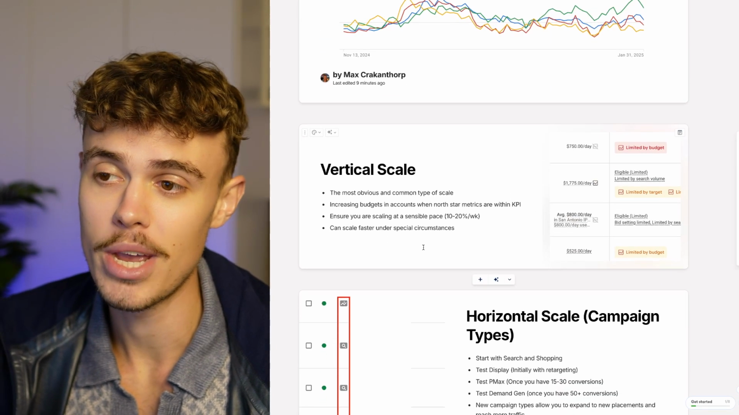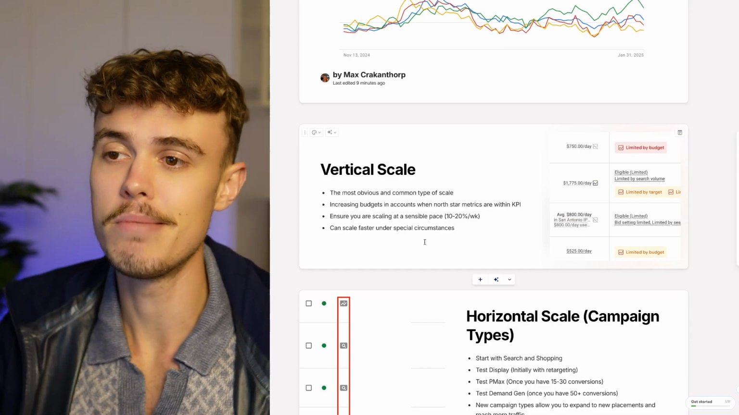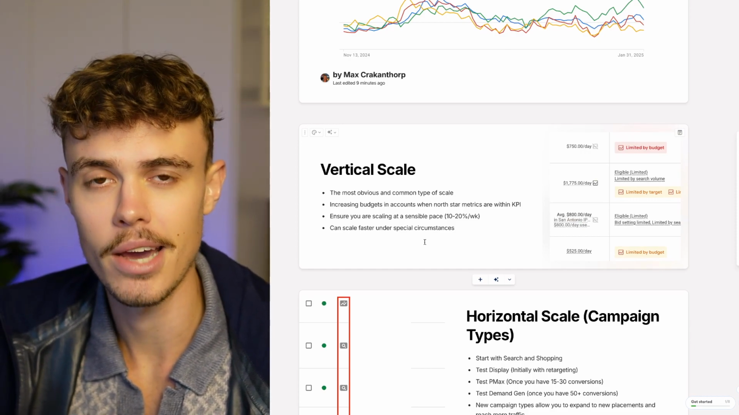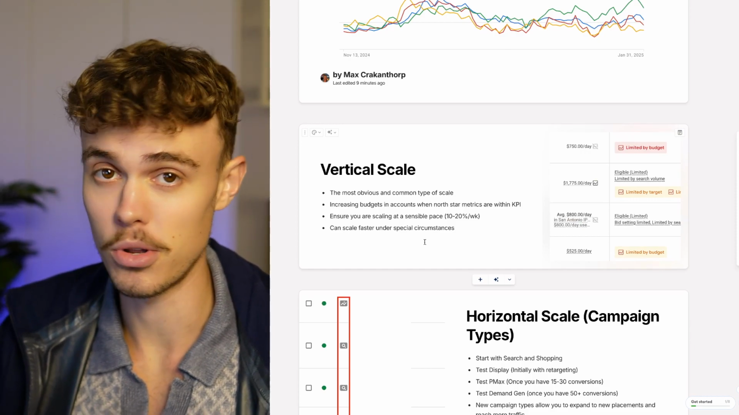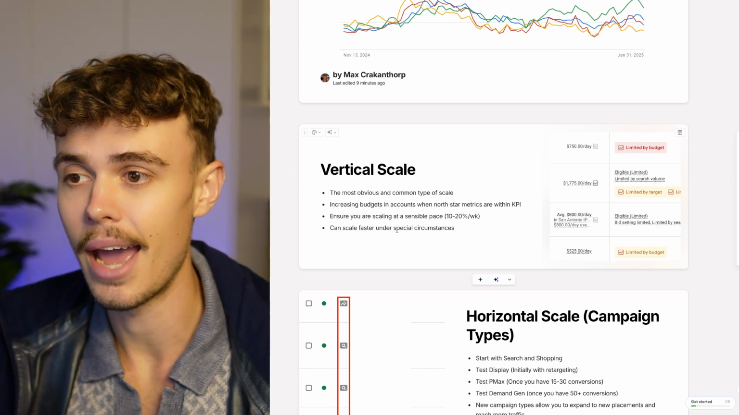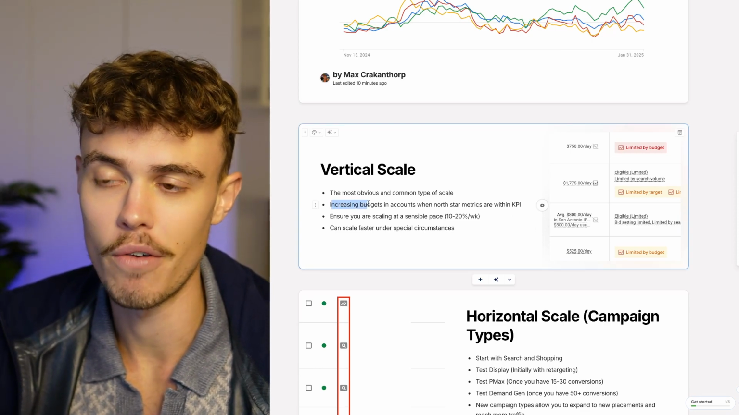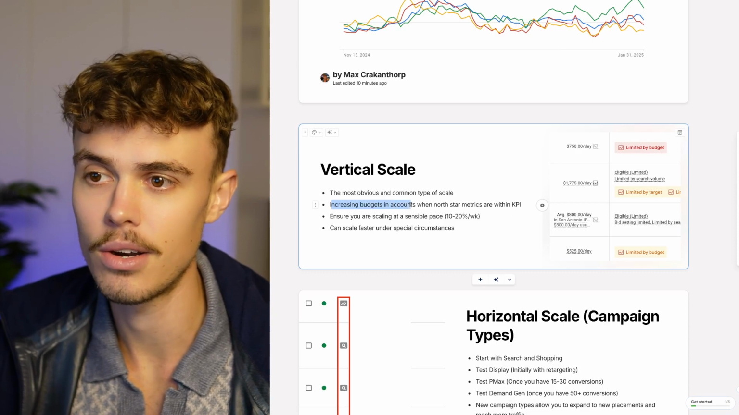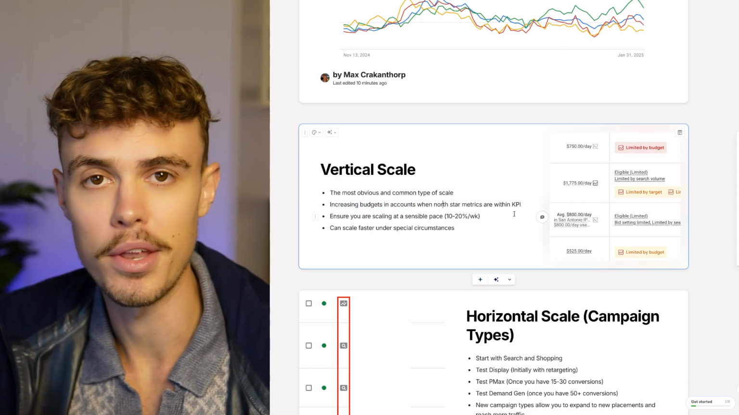So first of all, we have vertical scale. This is the most obvious and common type of scale. It's probably the first one that comes to mind when you think of scaling up your account. And it's just the process of increasing budgets in your account when your North Star metrics are within KPI.